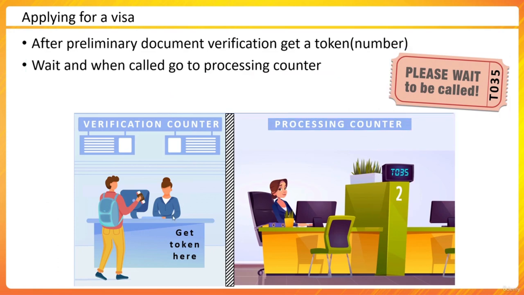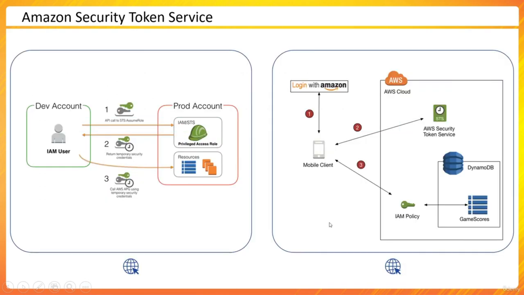So token was generated here. And that token was used to perform some operation on this processing counter. Exactly same thing happens with AWS. Let me show two examples here.